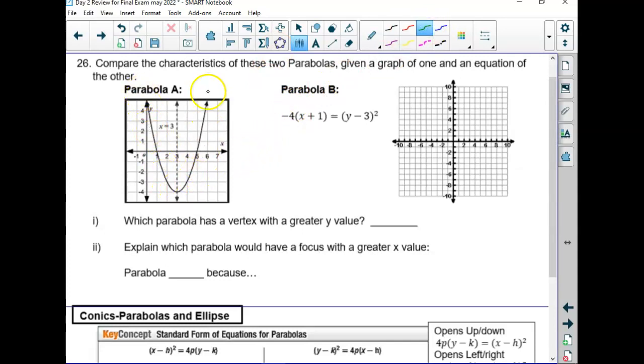So where's the vertex on this one? You made the ordered pair for the vertex? 3, negative 4. What do you know about the focus or the foci for this question? Where is a foci located?